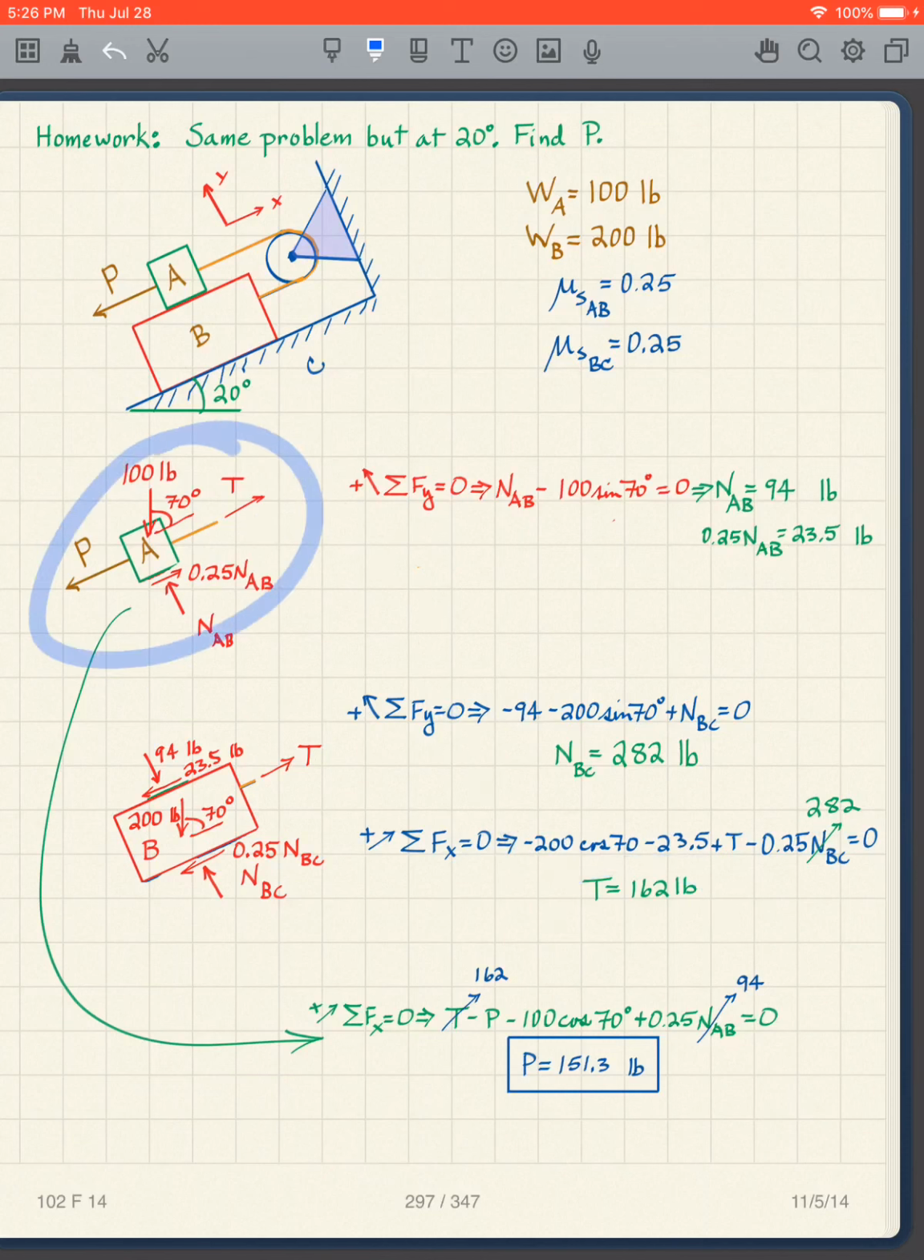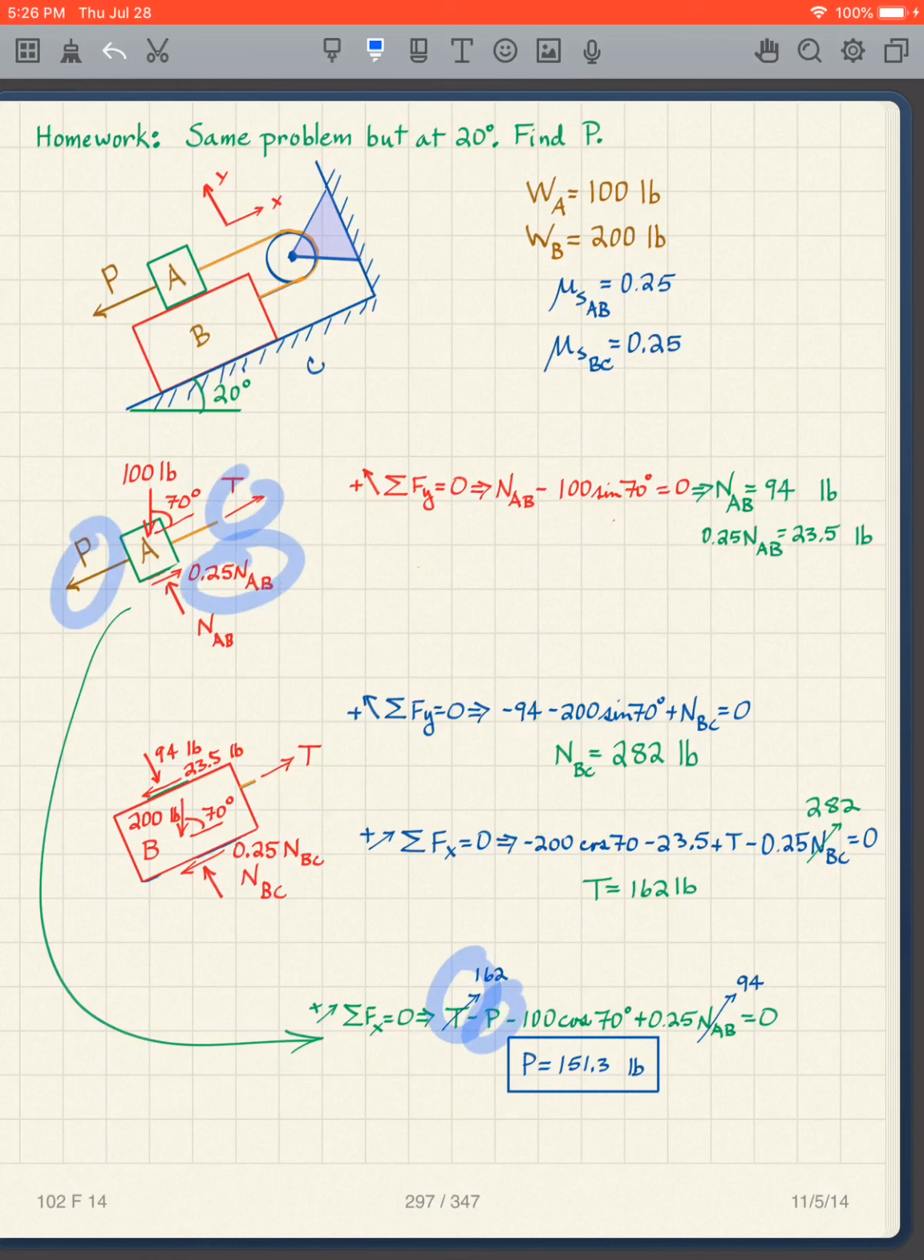So I'm looking up here, and I get my sum of the forces in the x direction. What do I have? I got that in the x direction, that in the x direction, that in the x direction, a component of that in the x direction. So 4 terms. 1, 2, 3, 4. And I've got the T, which is 162, minus the P, plus the 0.25 NAB. And then I've got this is minus the 100, and because it's in the x direction, cosine of 70 degrees. And I get P is equal to 151.3 pounds.